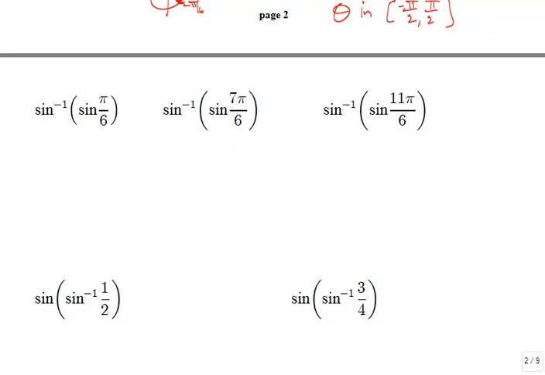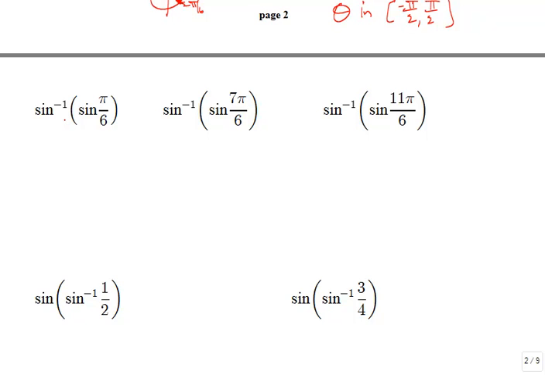Now these are going to start to get a little bit trickier. So here we want to find the inverse sine of sine of pi over 6. So let's think about this. Inverse sine of sine. You're trying to take an inverse function of its original function. So there's a cancellation that should be going on here.